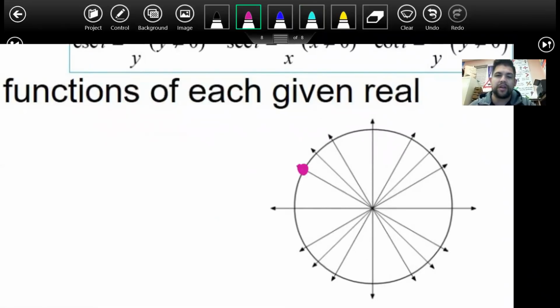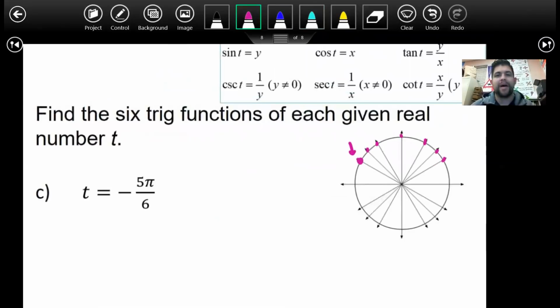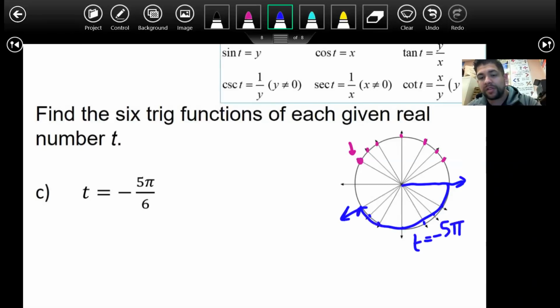In this case, in order for me to go in the positive direction, I would count 1, 2, 3, 4, 5, 6, 7 just to get to this point. But because we're going negative, our t is negative, we've got to take that backwards. So we're going to go backwards, starting at our initial point. We're going to go back 1, 2, 3, 4, 5, 6, 7. So this point right here, in graphing this, is when t is equal to negative 5 pi over 6.